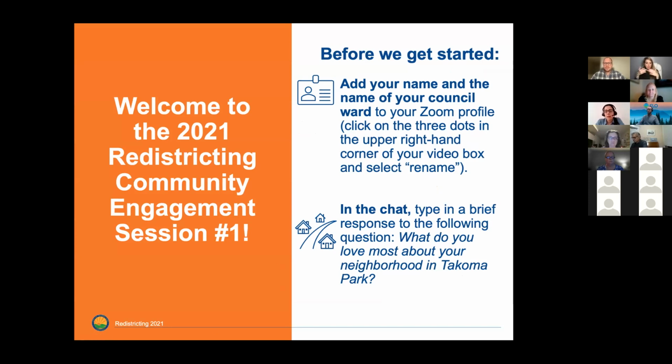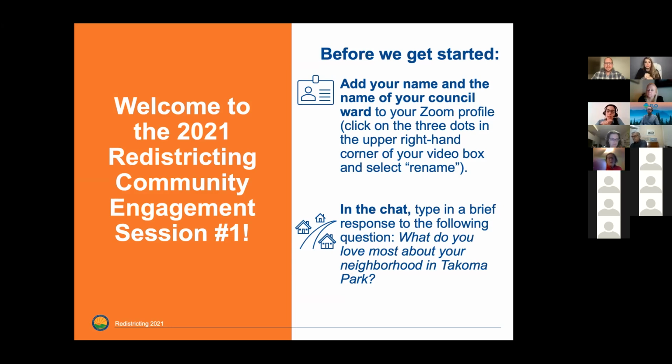So if you haven't already, we would love for you to please update your Zoom name. You can do that by hovering over your video in the Zoom box. There are three little dots. If you click on that, you'll see an option for rename. And you can rename to put your name, and please also, if you would, put your ward number. So we get a sense of who is in the meeting tonight and which wards you're representing.